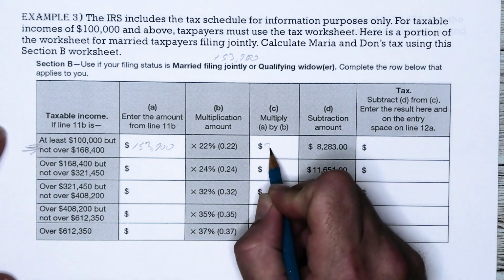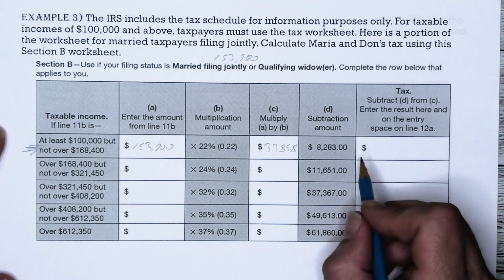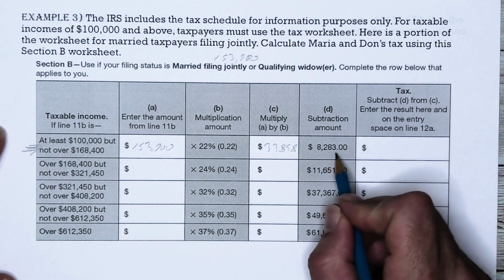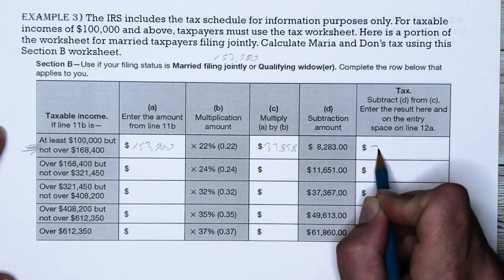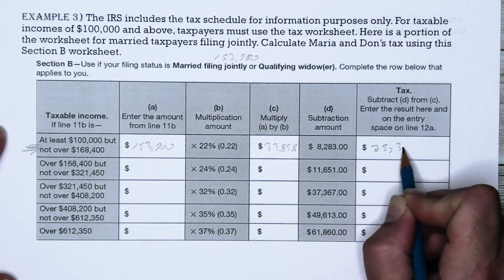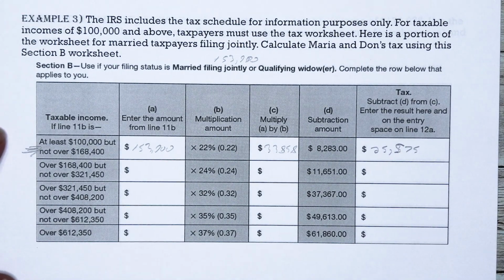to get $33,858. Column D says to subtract $8,283 from the amount that was just calculated. This is going to leave us with $25,575. Maria and Don owe $25,575 in taxes. This agrees with the amount they computed using the tax schedule.